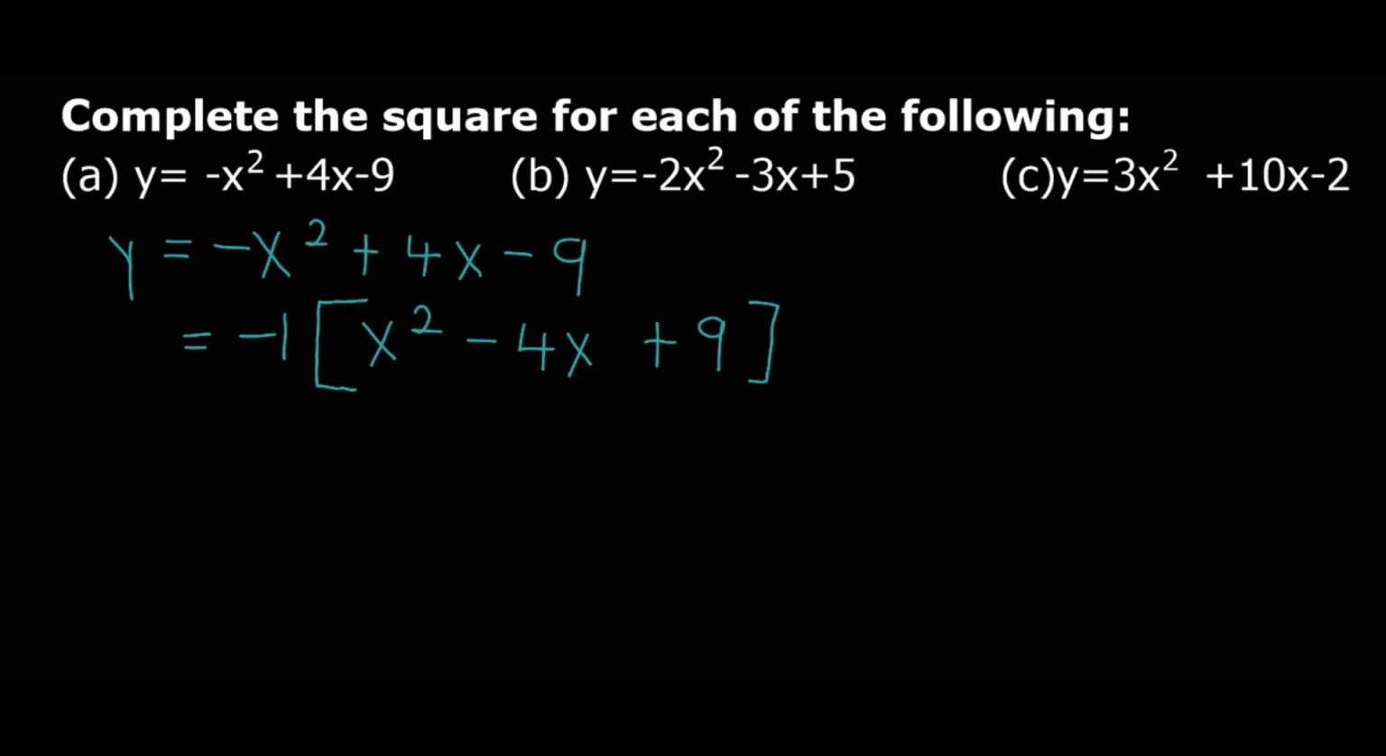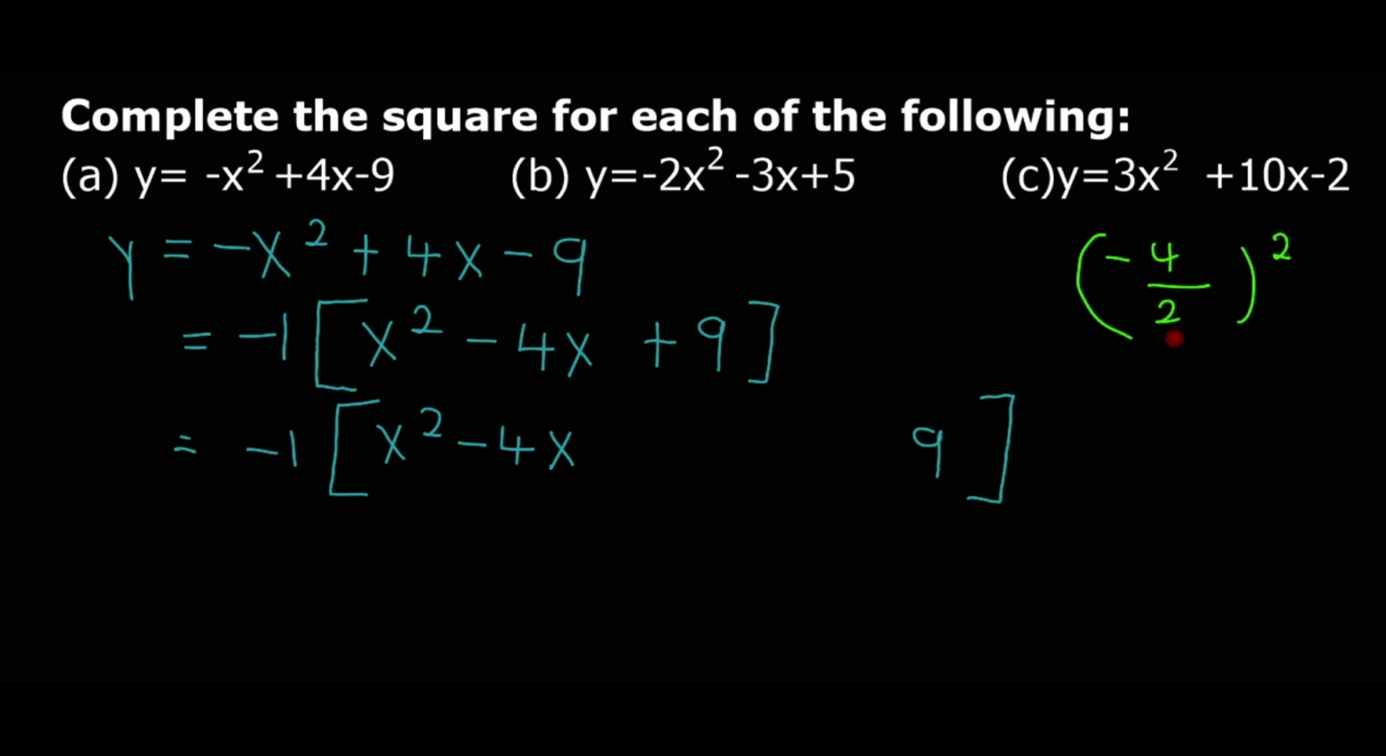So from there we have negative 1, and then we write this expression: x squared minus 4x, and then we open a space again. And then we have 9. And then we do the same thing: we take minus 4 divided by 2, so we have minus 4 divided by 2, all squared. And then negative 4 divided by 2 is negative 2. So here we write plus negative 2 all squared, and then minus negative 2 all squared. So now let's see.